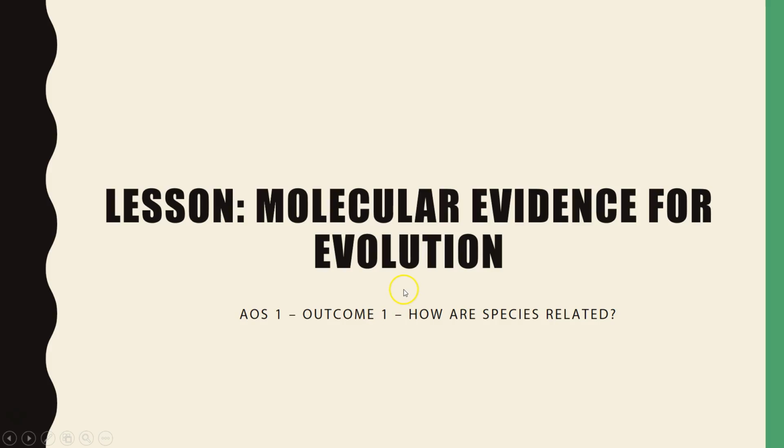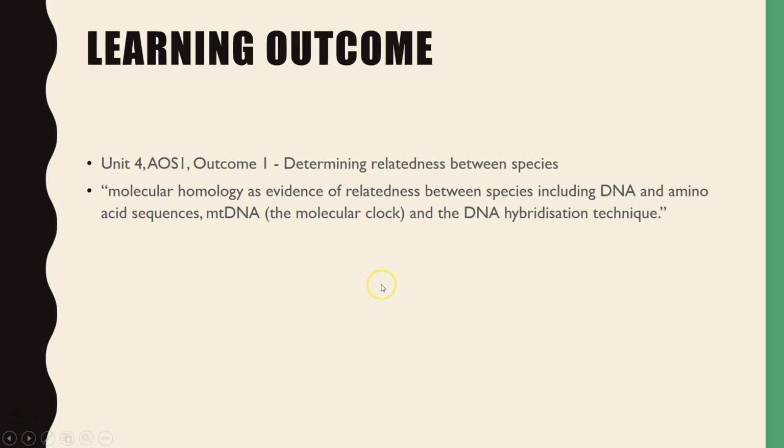To the next lesson on molecular evidence for evolution. In this lesson, we're going to be looking at molecular homology and evidence for relatedness between species using DNA, amino acid sequences, mitochondrial DNA, the molecular clock, and DNA hybridization technique.